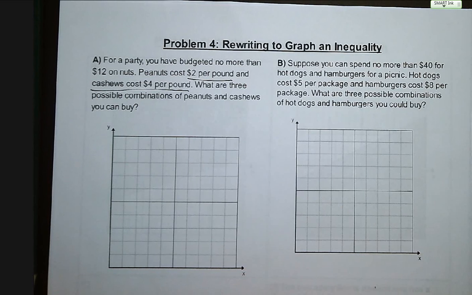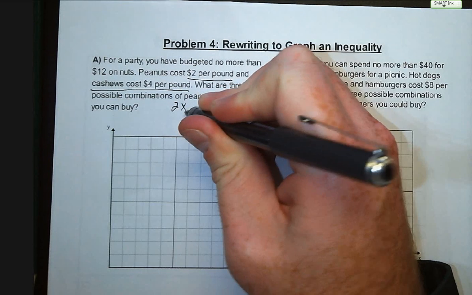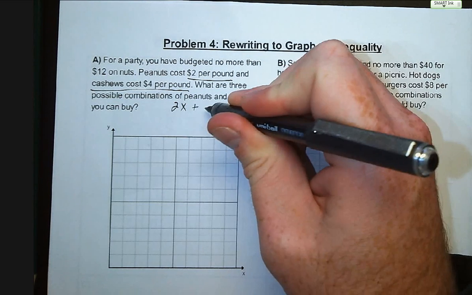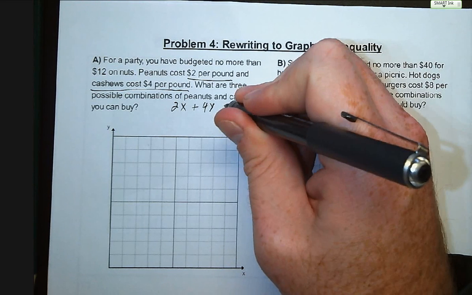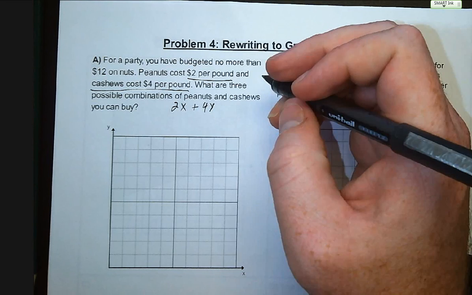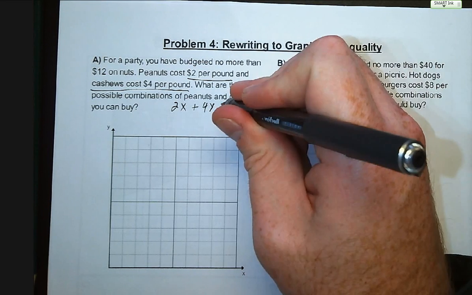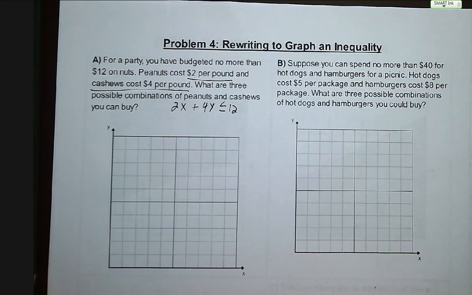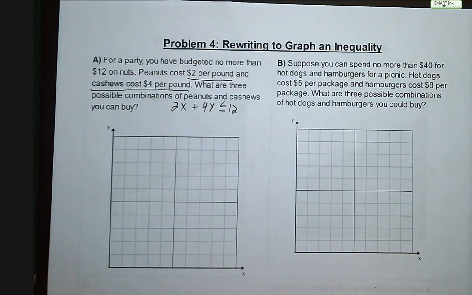So, one equation is going to be $2 per pound times the number of pounds of peanuts, x, plus $4 per pound times the number of pounds of cashews, y, has to be, let's see, budgeted no more than $12, so it's going to be less than or equal to 12. Only one equation. Tomorrow we'll deal with 2 equations.